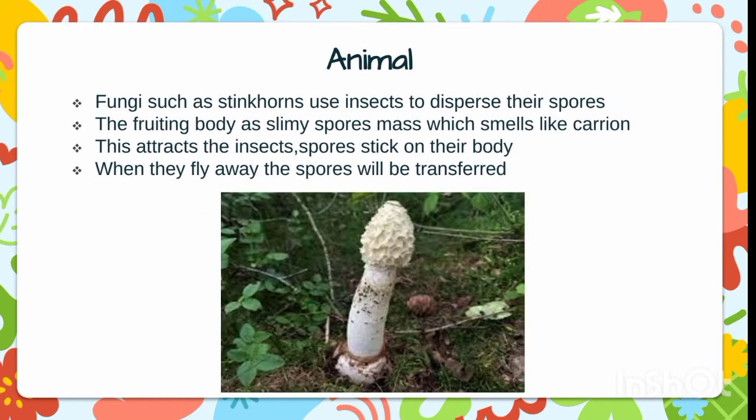Animal. Fungi such as stinkhorns use insects to disperse their spores. The fruiting body produces a slimy spore mass which smells like carrion. This attracts the insects. Spores stick to their bodies. When they fly away, the spores will be transferred.